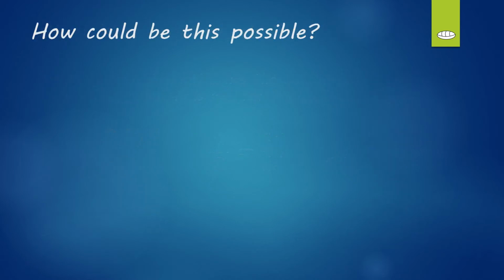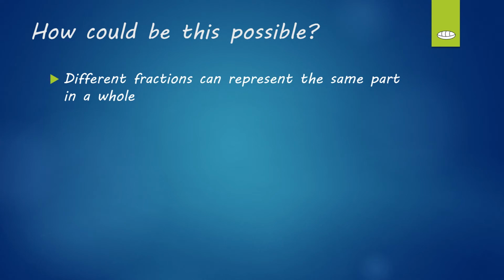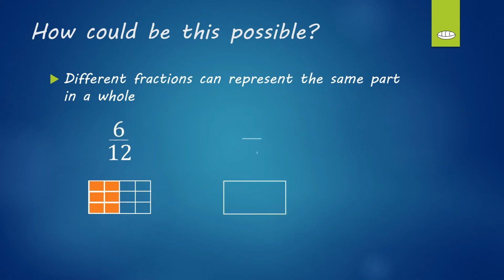How could this be possible? Different fractions can represent the same part of a whole. If we divide a whole into 12 parts and take just 6, we have this fraction. We do the same for another whole that is divided into 4 parts and just take 2 of them. Lastly, we have a whole divided into 2 parts and take 1. All these cases represent the same part.